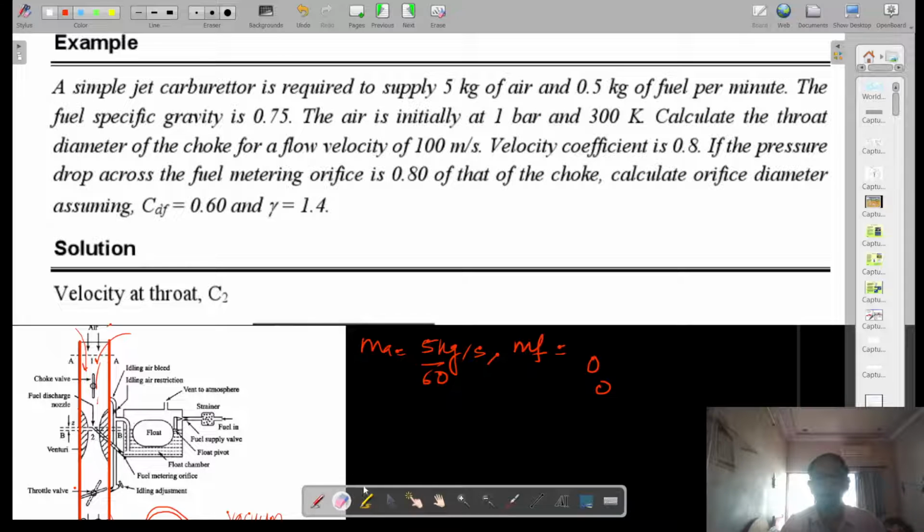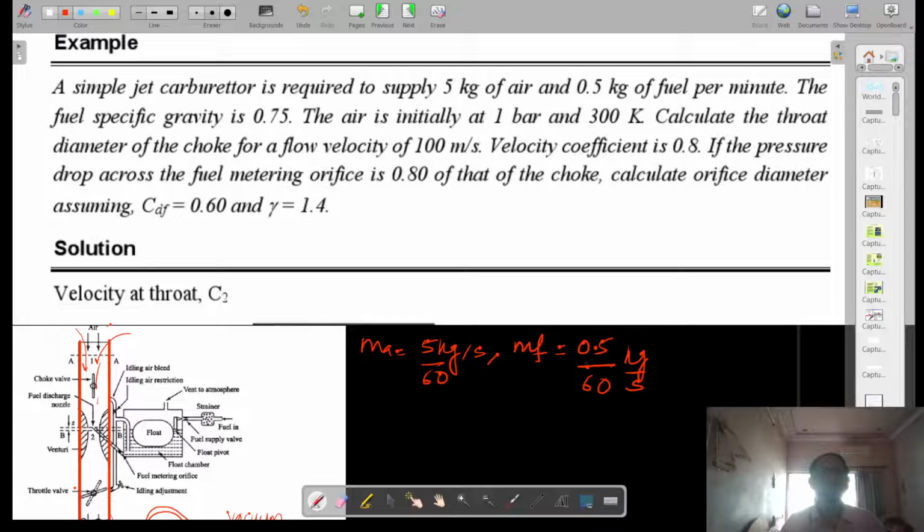Sorry, 0.5 kg per minute means 0.5 by 60 kg per second. It comes with the 60. So please remember that the values we need to convert to seconds if they are in minutes. If it is in millimeters, you have to convert to meters, and centimeters to meters. You have to do this if you have to solve the problem in SI.